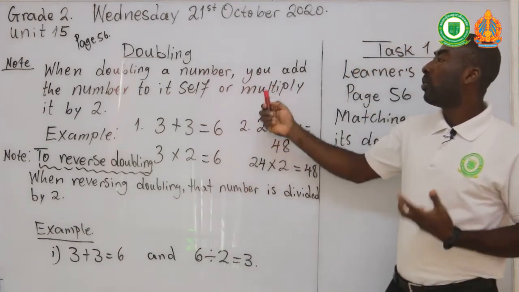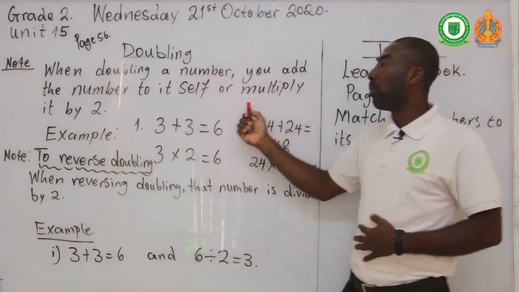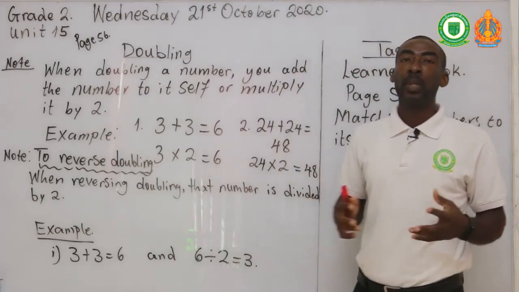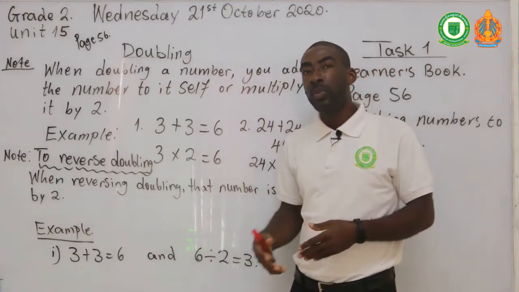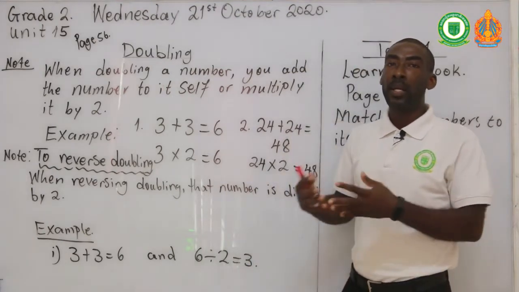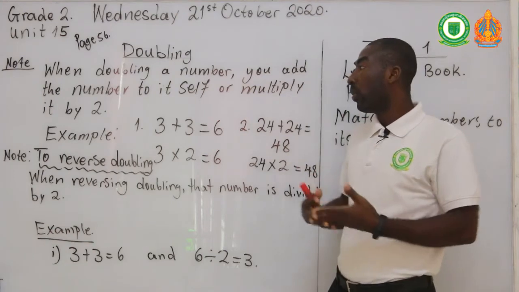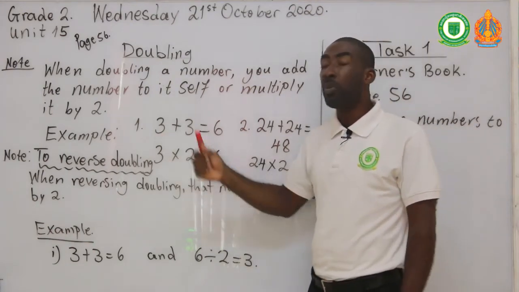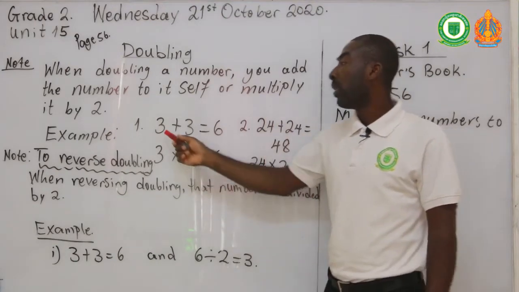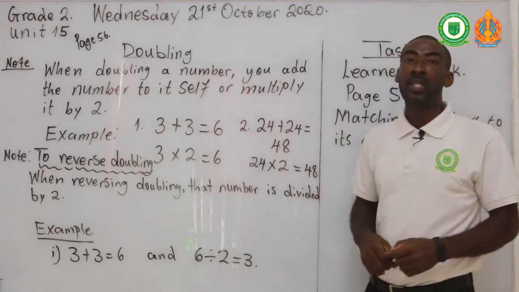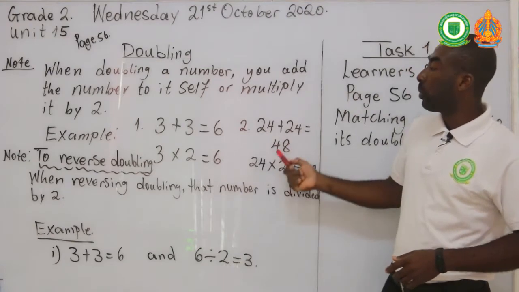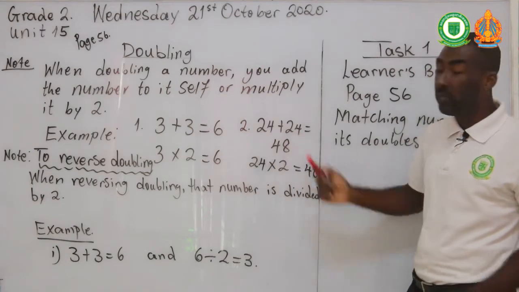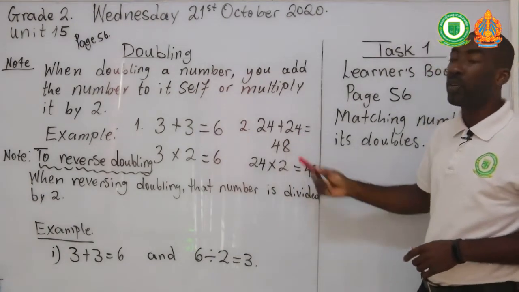Again, you can also multiply that number by 2. So when you multiply the number that you want to double by 2, it means that you are ending up doubling. So the example that we have will be, let's say we have 3 and we want to double 3. So it becomes 3 plus 3, that will give us 6. If we want to double, let's say 24, we will have 24 plus 24, and that will give us 48.